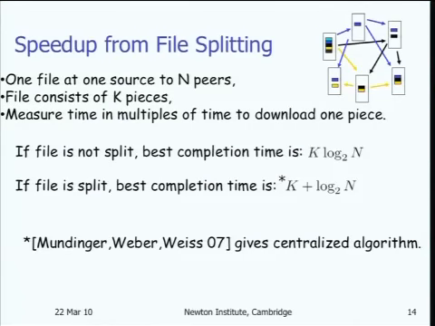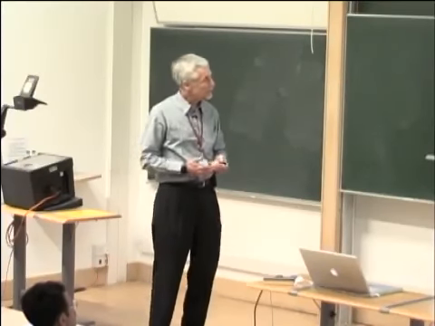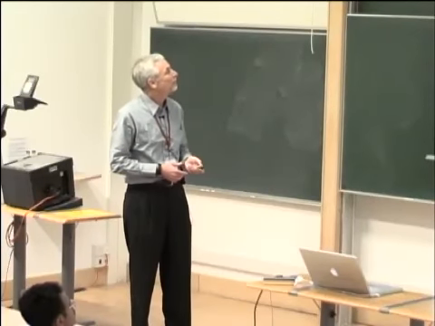And that's optimal. And there's a nice paper of Richard Weber, I see him sitting over there, which gives a centralized algorithm for how you would schedule these pieces to do that. But if you don't have a centralized algorithm and you're randomly contacting neighbors, the question is, can you do a similar completion time?